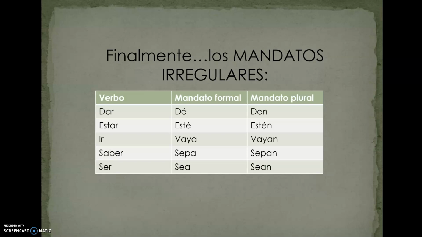Para estar, tenemos esté y estén. Para ir, vaya y vayan. Para saber, okay, remember saber means to know facts or information. Sepa or sepan. And para ser, tenemos sea y sean. Keep that in mind. You need to make sure that you have accurate information for yourself.